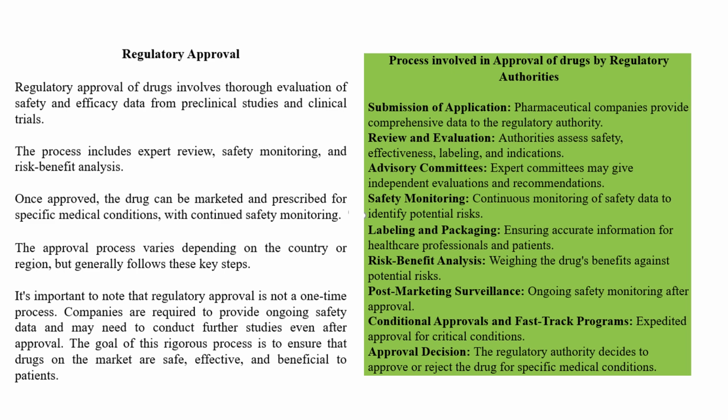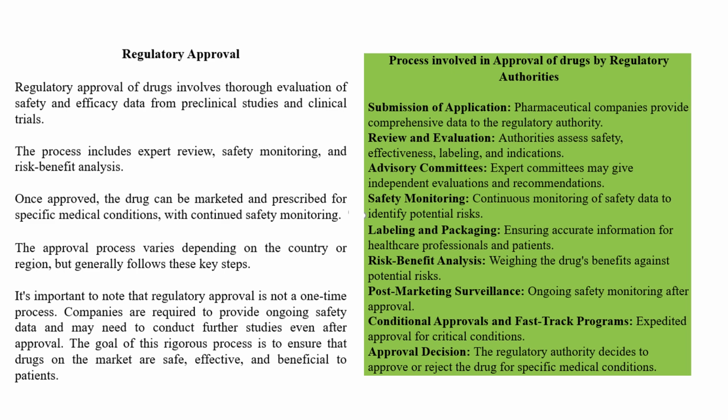These are the different steps involved in the approval of drugs by the regulatory authorities. Initially we have to get the application form, then submit it to the concerned regulatory authorities. The regulatory authority will review whether the data given is correct or not, and they may go for evaluation. There may be an advisory committee which acts as an independent evaluation, and then we have to monitor the drug.